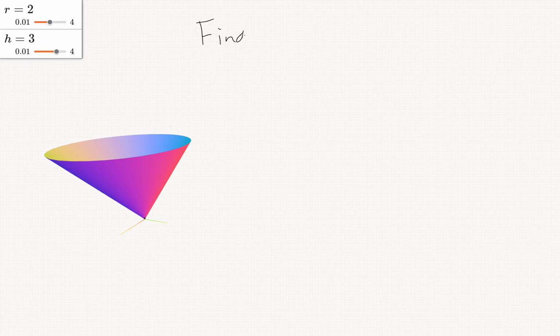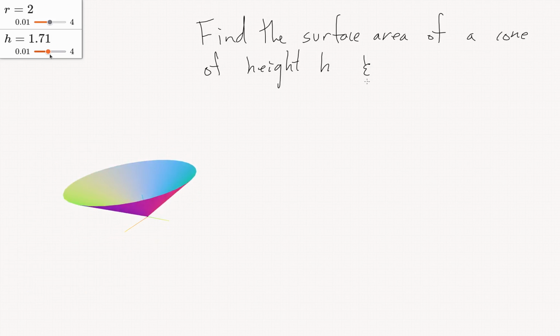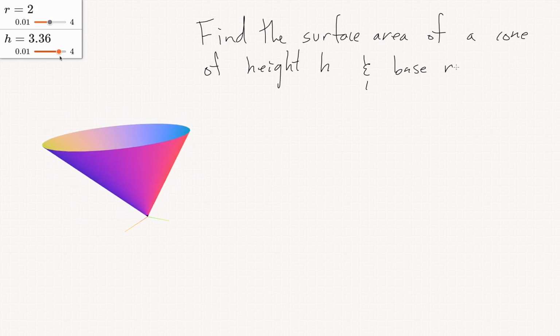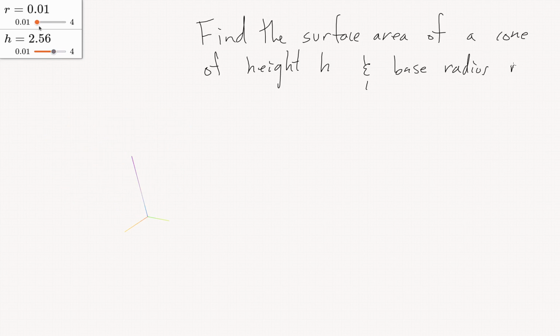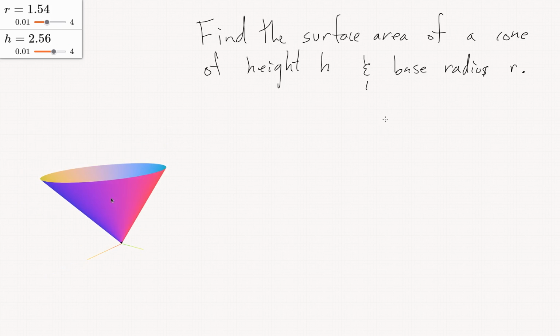So let's find the surface area of a cone that has height h and base radius r. I've drawn the cone kind of upside down just to make the formulas easier. Although once I had a student who pointed out that if you're holding a cone in your hand, this is how you would hold it. So maybe this should be considered right side up instead of upside down.